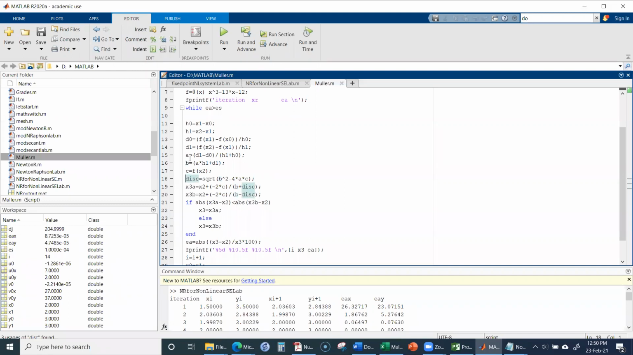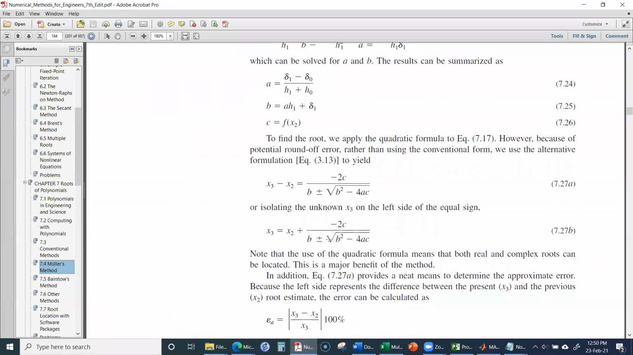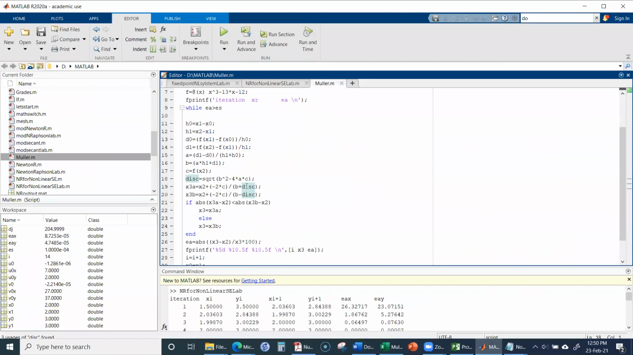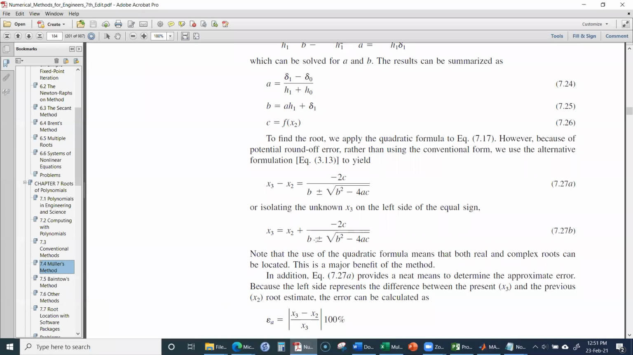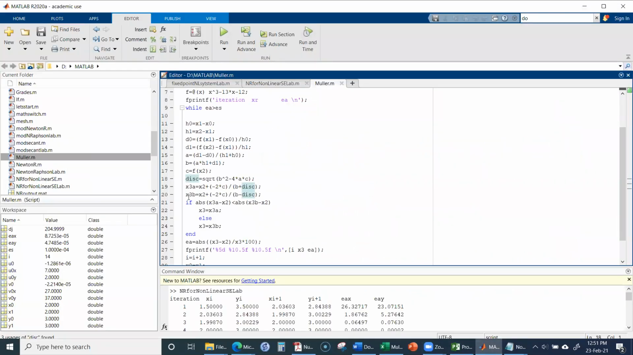And in order to simplify our calculations a little bit, we will find the value of the discriminant, that is the expression under the square root. So what is the discriminant? It is b square minus 4ac. I call it d disk, or whatever name you want to give it. So discriminant is equal to b square minus 4ac. Here I can find the values of x3. I will find two values of x3: one with the plus sign and the other with the minus sign. I name these x3a and x3b. The one with plus will be x3a, and the one with minus will be x3b. The only difference between them is that sign.